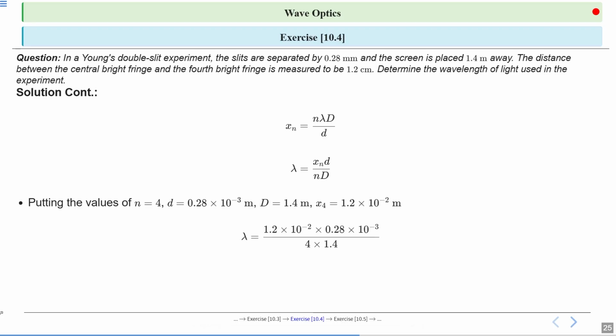So substituting these values, we get lambda equal to 1.2 into 10 to the power minus 2 multiplied by 0.28 into 10 to the power minus 3 upon 4 into 1.4. So after performing the calculations, we find that the wavelength lambda is 6 into 10 to the power minus 7 meters. This result is typical for visible light, which confirms that our calculations are consistent with the expected range for light wavelengths.